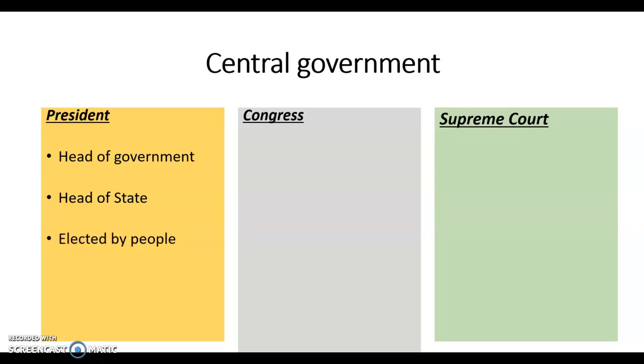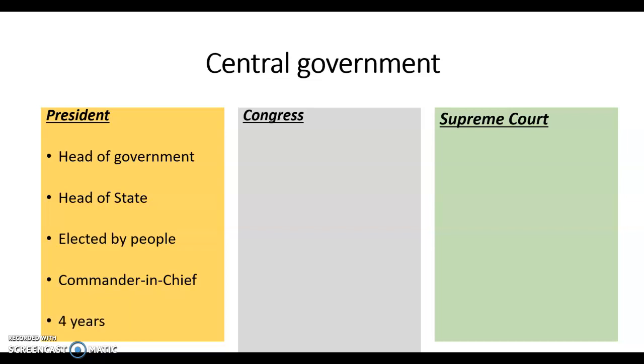They're directly elected by the people, so you've got the upcoming election with Trump this year. And their sort of main role, I suppose, is they are commander-in-chief of the army and the navy.